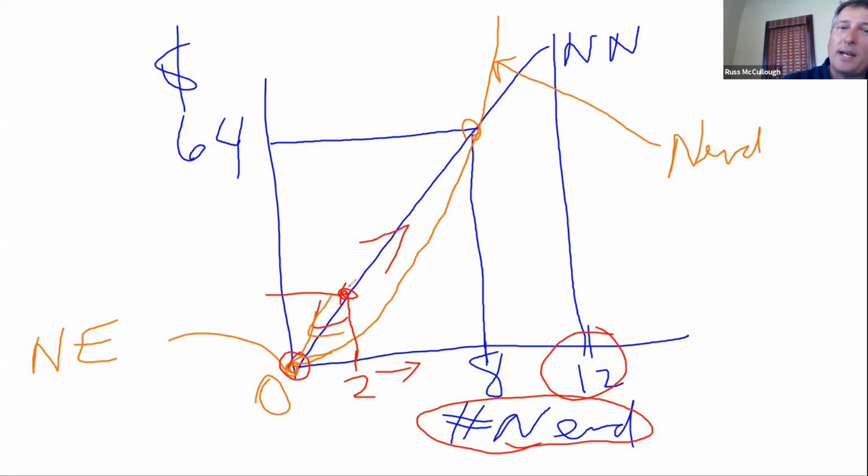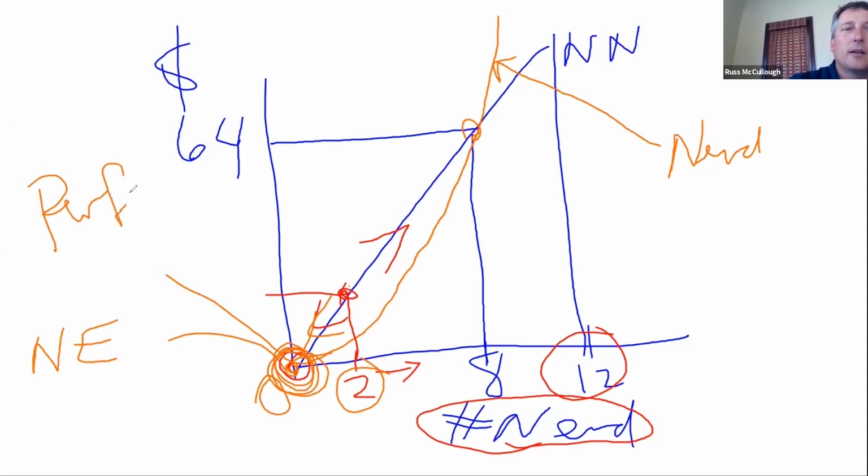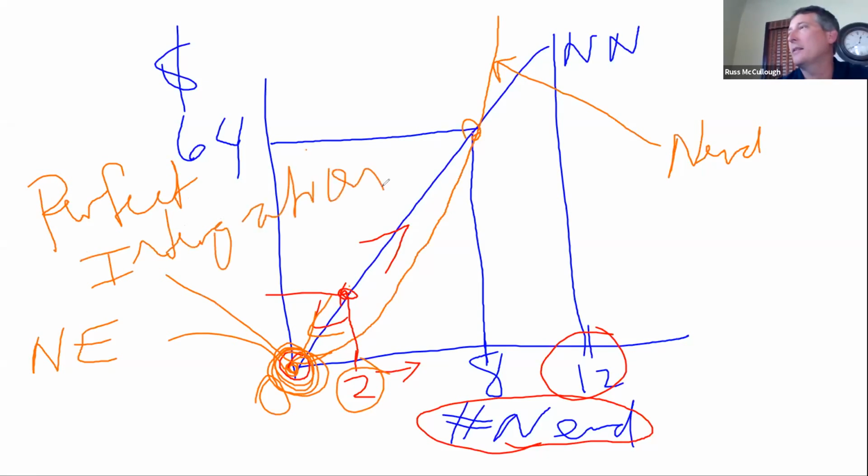So this point here of 2 is not stable because the non-nerds are going to outbid the nerds, and we're going to move back to perfect integration. So that's perfect integration. And so that's why your answer key says that this is a stable equilibrium. Does that make sense for everybody?